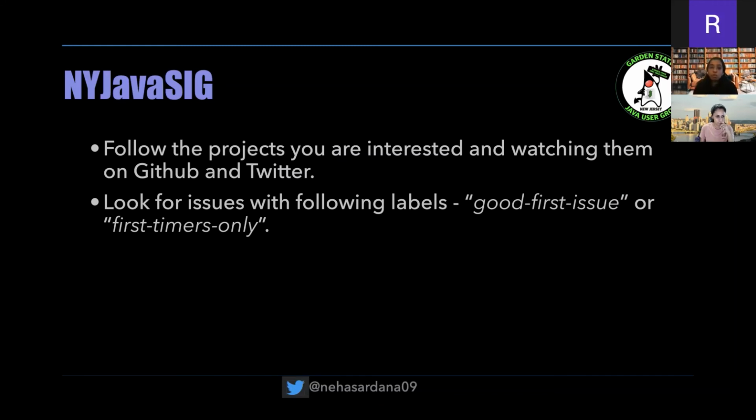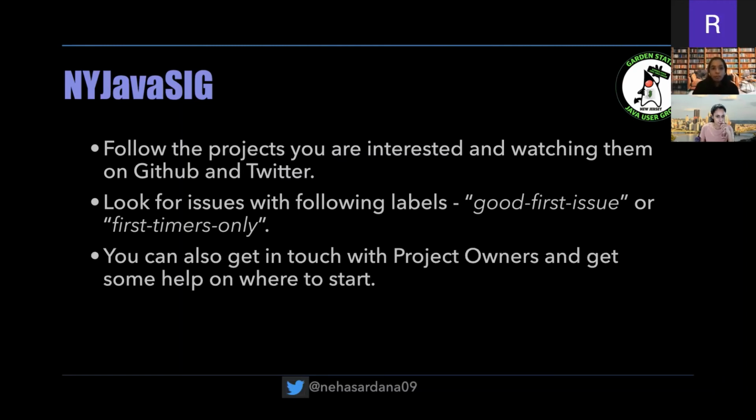You can look for issue labels like good first issue or first timers issue. That's always an indication that this is something you can get started with very easily. So, low hanging fruit like that. That's easy. You can also get in touch with project owners and get some help on where to get started.